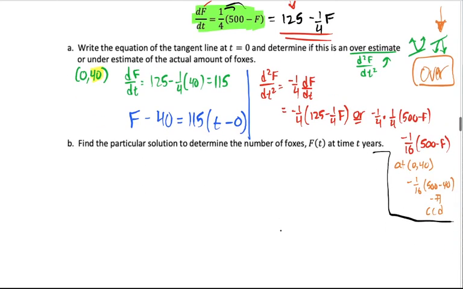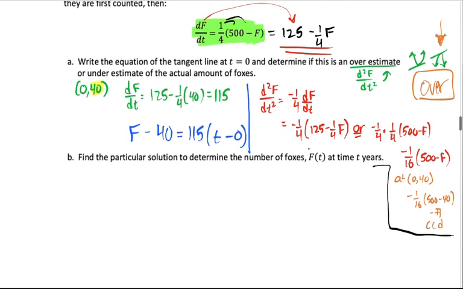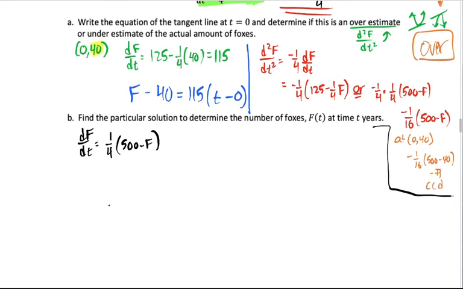All right. Find the particular solution to determine the number of foxes at time t years here. All right, so let's use the equation that they gave us. So df over dt equals 1/4 (500 minus f). We'll do our separation of variables. I'm going to divide everything by 500 minus f. So I'm going to have 1 over (500 minus f) df equals 1/4 dt.